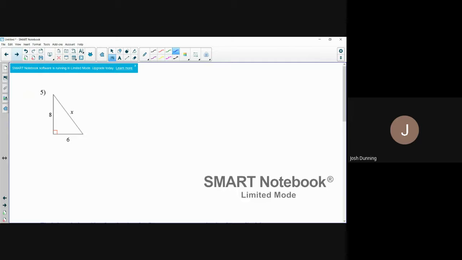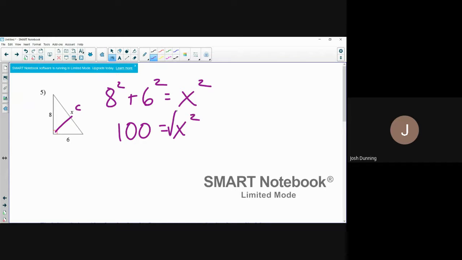On number 5, crossing box, that's C. 8 squared plus 6 squared equals, you can write C, it doesn't matter, but the question says X. So I'll use the X. 64 plus 36 is 100. The square root of 100 is 10.